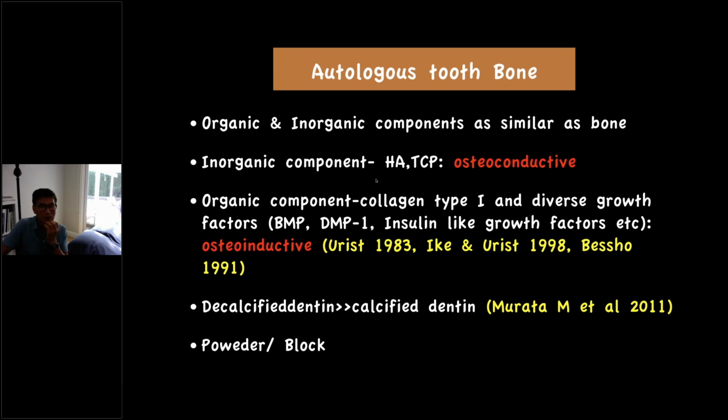In the early days, Dr. Urist showed using dentin. So it has organic and inorganic components, which is kind of nice: osteoconductive HA or TCP material, plus the organic component, which is BMP and dentin matrix-like protein. So it's inductive.